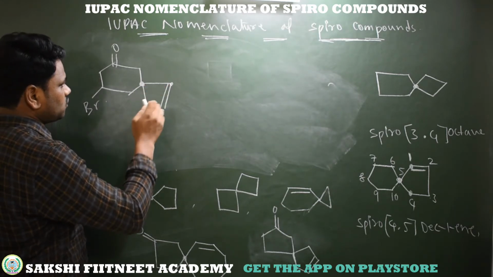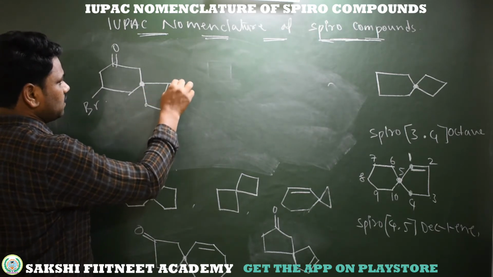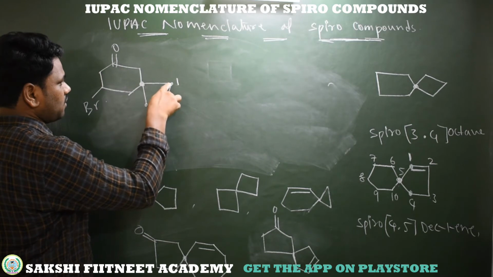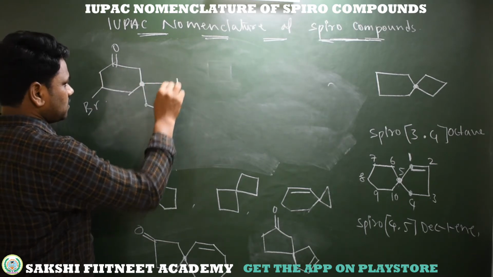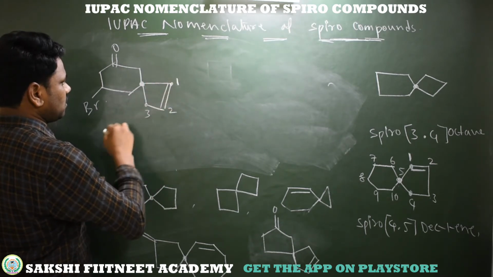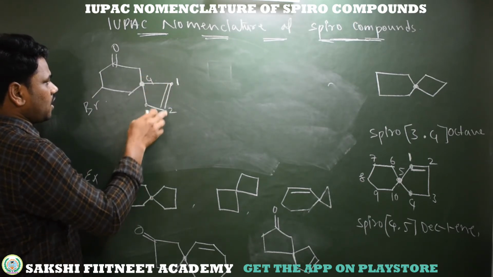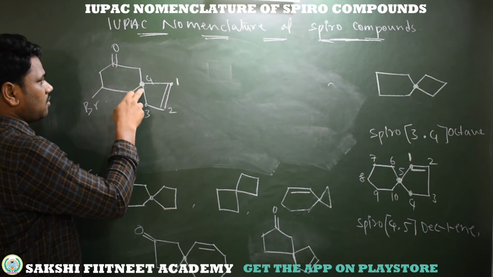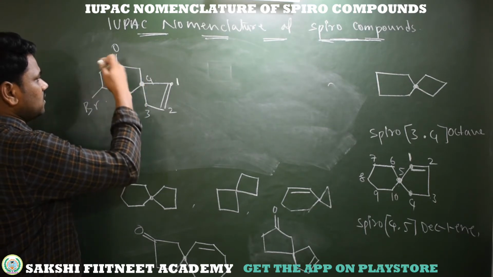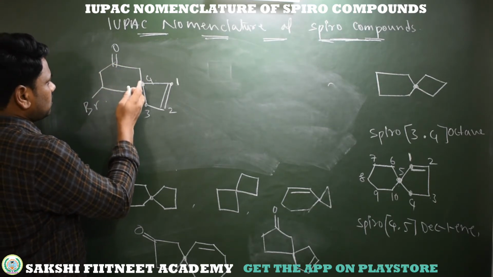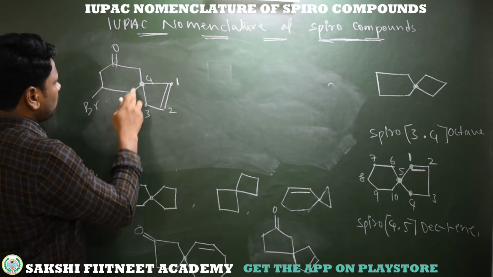So from which carbon should I start numbering? I am starting from this carbon because at this carbon I am getting unsaturation first, second, here this is third. It is a spiro compound. I just covered all the carbons in the small ring and I am going through the spirocarbon. Now I am continuing in this large ring. So can I continue anti-clockwise or clockwise?